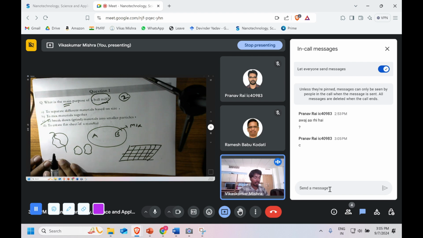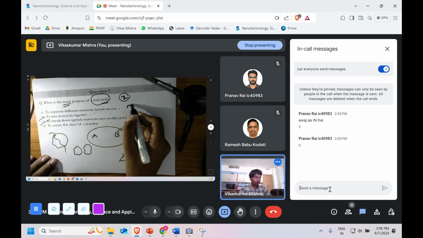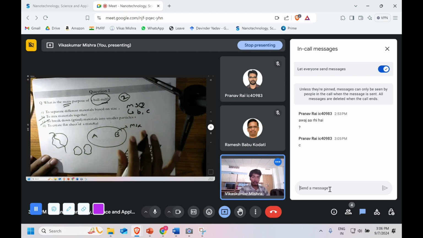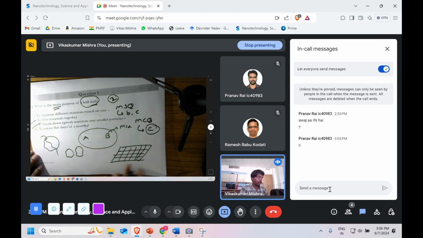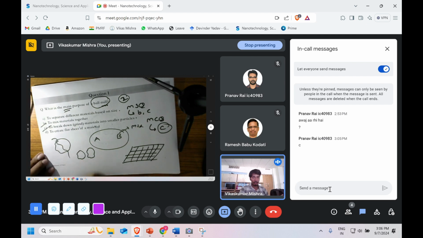Also, one can say that I use it to mix two powders in my lab, so it should be to mix the material together. That is also a correct option. If it is an MSQ type, then the answer will be B and C. But if it is an MCQ, where only one answer is correct, then I will go with option C. So the main purpose of the ball mill is to decrease the size.